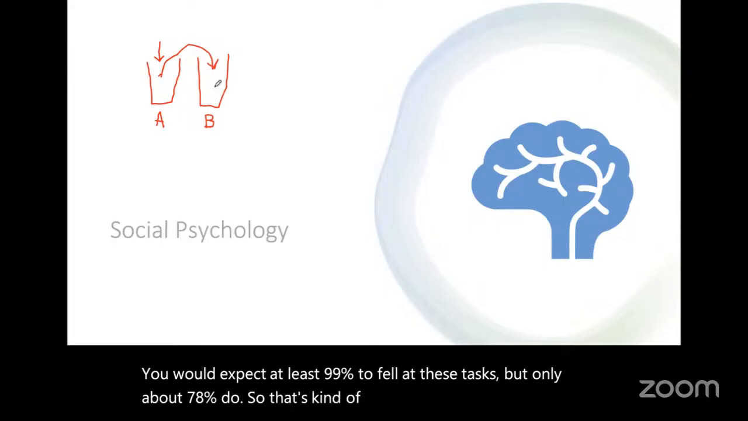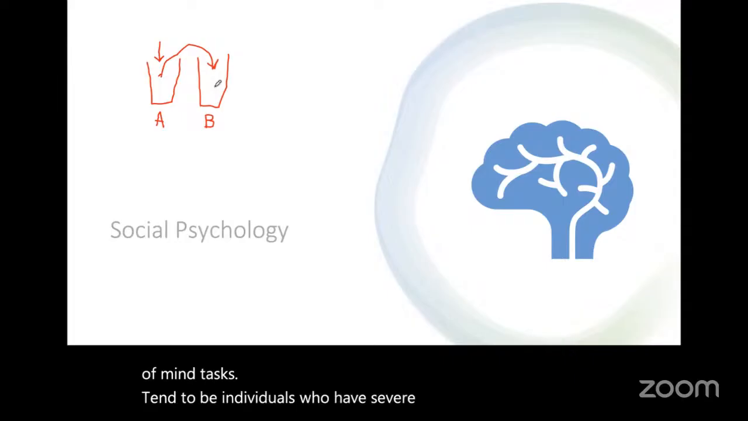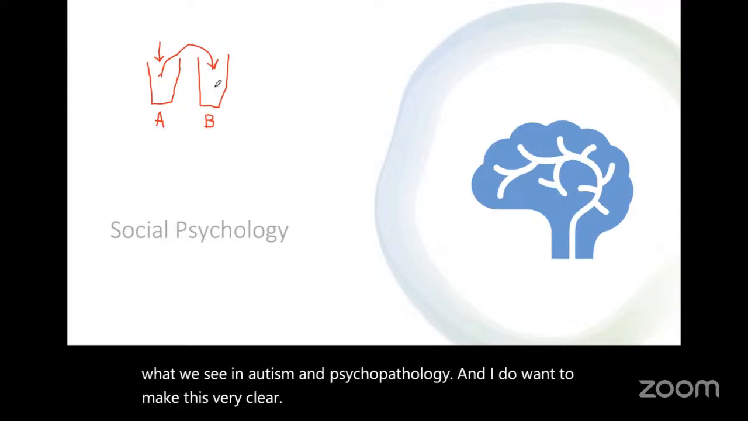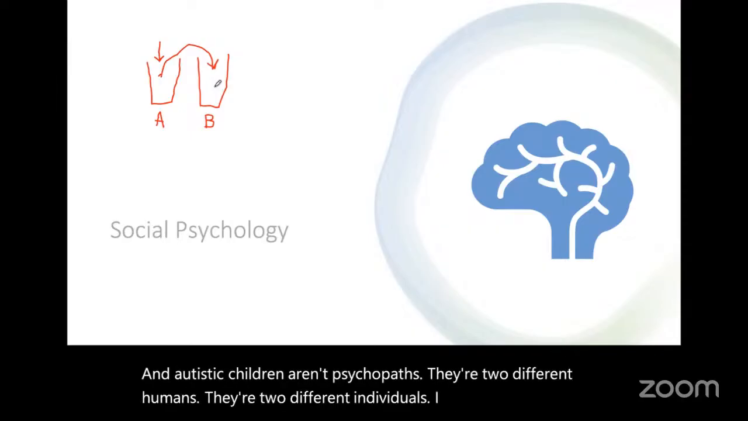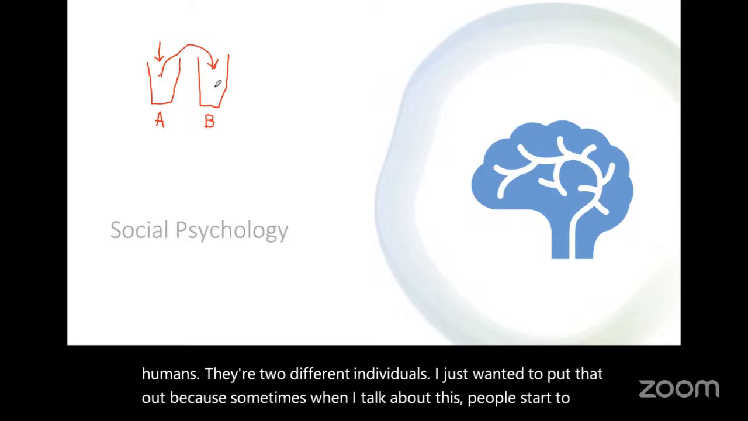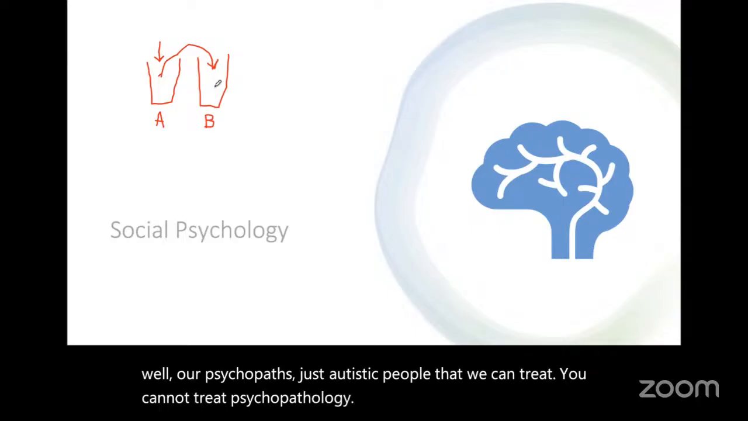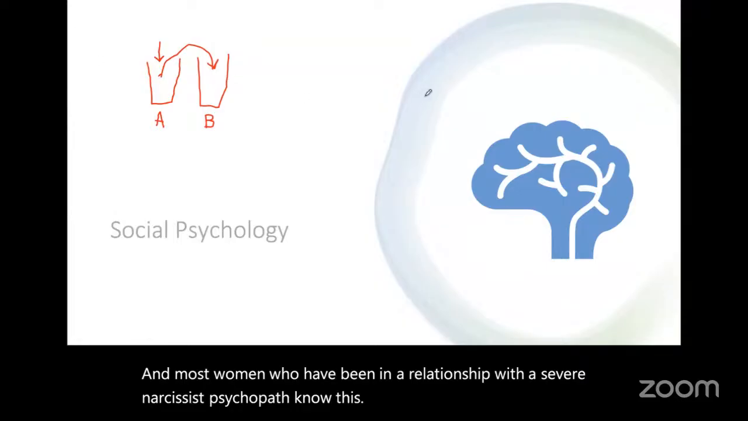We'll get to a better explanation of autism when we get to the abnormal section. But just so you know, the types of individuals that don't pass these theory of mind tasks tend to be individuals who have severe social deficits, such as what we see in autism and psychopathology. And I do want to make this very clear. Psychopaths are not autistic, and autistic children aren't psychopaths. They're two different individuals. I just wanted to put that out because sometimes when I talk about this, people ask, are psychopaths just autistic people that we can treat? You cannot treat psychopathology. And most women who have been in a relationship with a severe narcissist psychopath know this, just as an example.